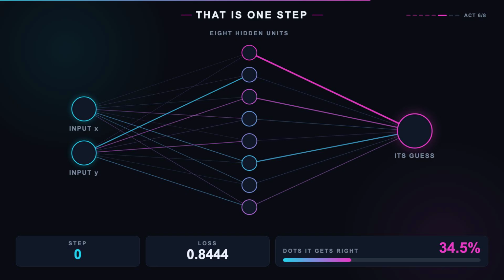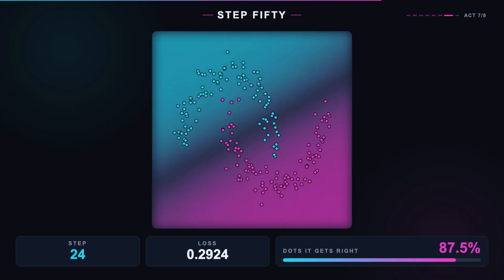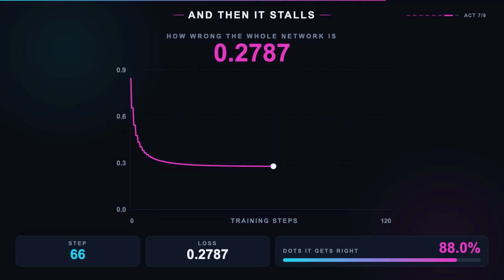One guess, one error, one set of slopes, one tiny nudge to every weight. That is one step of learning. So now watch what happens when we just do that, over and over. 5 steps in, and it has already jumped to 80.5%. The easy wins come almost immediately. Step 50, a straight edge has formed, and it is getting 88.5% of the dots right.